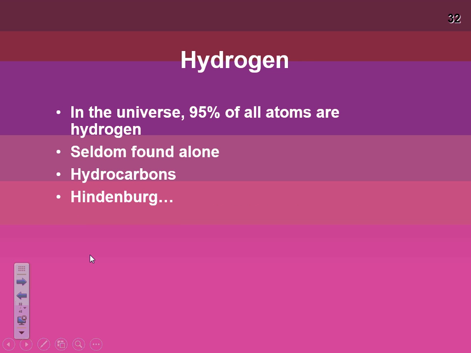Hydrogen in the universe: 95% of all atoms are hydrogen. And that's basically hydrogen, like we talked about with acids and bases in the last lecture. Hydrogen is just simply a proton. So when you start talking about the exchange of protons, that happens to be just hydrogen. But it's so reactive that it's seldom found alone. You find it with a multitude of different metals, many different nonmetals, especially carbon and oxygen, especially oxygen when you form water. So you form these hydrocarbons.